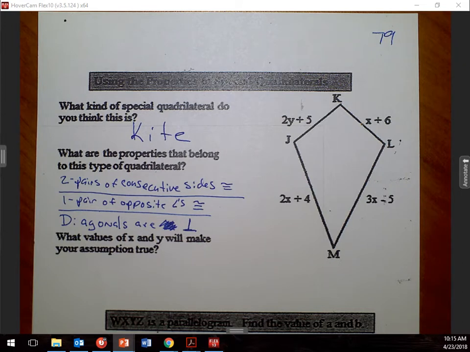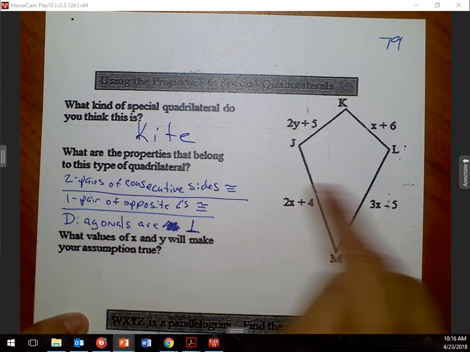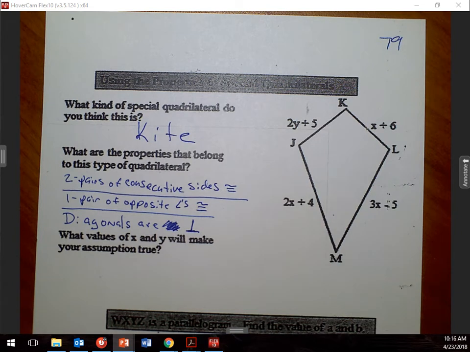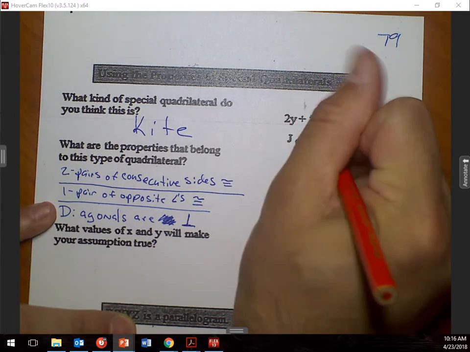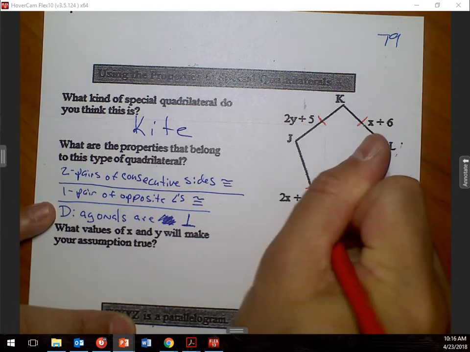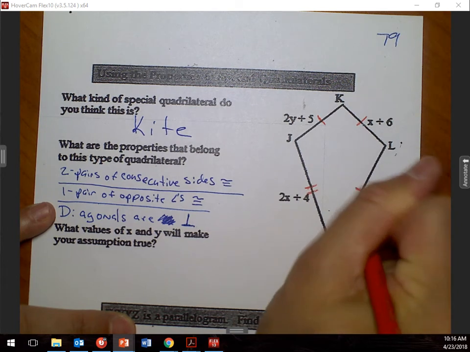What are we dealing with? Are we dealing with sides or are we dealing with angles? Sides. Isn't it both? No. Looks like only sides, I'm sorry, because it's only talking about the lengths of the sides out here, not the angles. All right, so for marking, this one is congruent to this one. This one is congruent to this one.